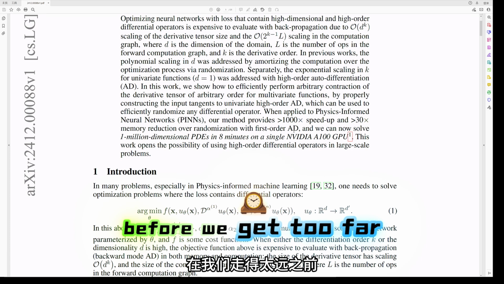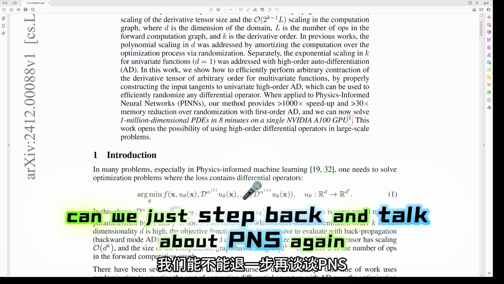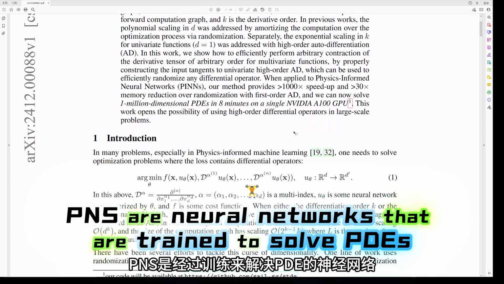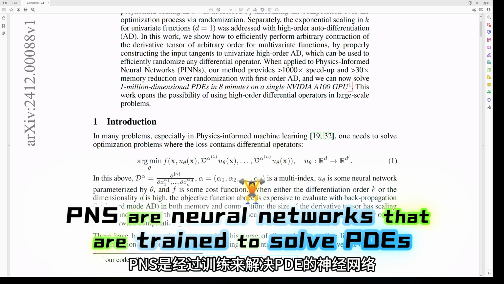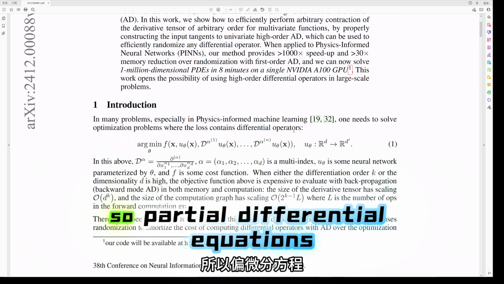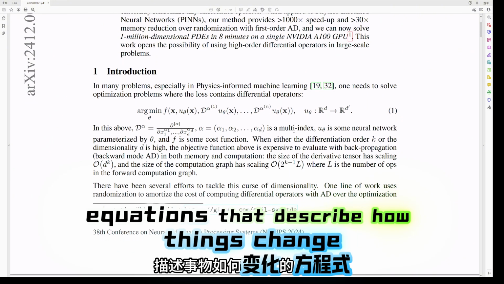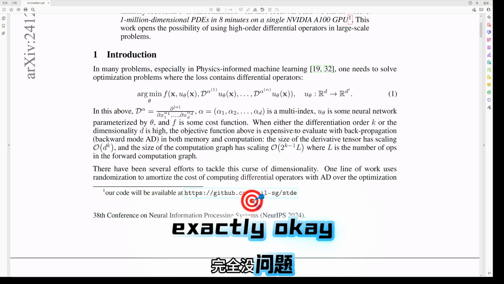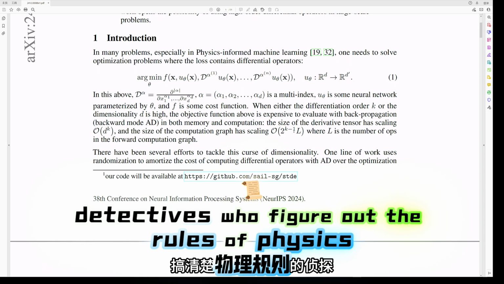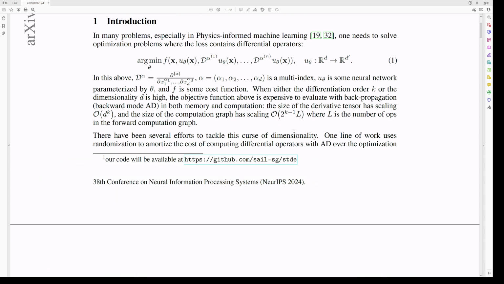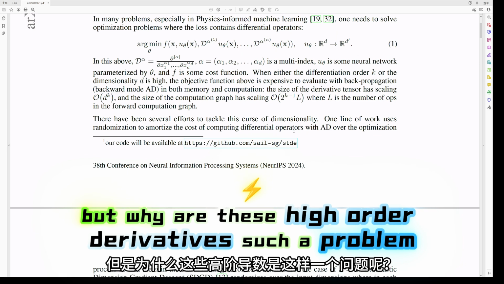Before we get too far, can we just step back and talk about PINNs again? Absolutely. PINNs are neural networks that are trained to solve PDEs, partial differential equations. Those are equations that describe how things change over space and time. Exactly. PINNs are kind of like detectives who figure out the rules of physics. But why are these high-order derivatives such a problem?